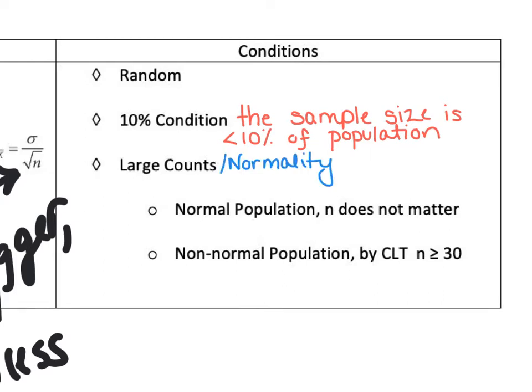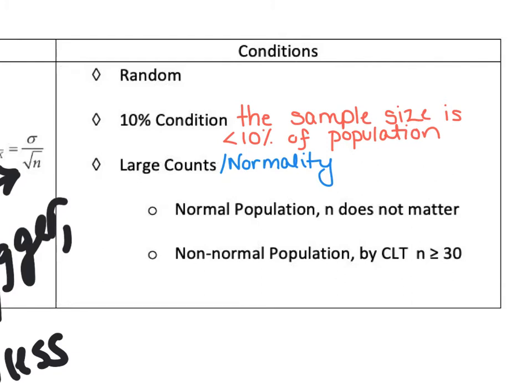And our third condition is the large counts condition. With proportions, we needed or expected at least 10 successes and at least 10 failures. But when we're talking about means, we don't have a probability or a proportion to work with. So we need to consider two things.